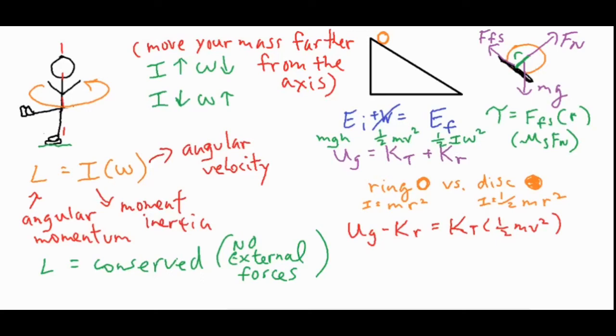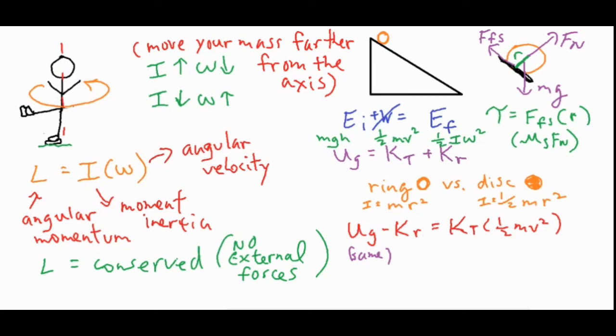Now, the way I'd look at it is, now that we have our gravitational potential energy, that's going to be the same for the ring and the disk because they have the same mass, they have the same value of g, 9.8, and they start from the same height. So this is going to be the same for the ring and the disk.